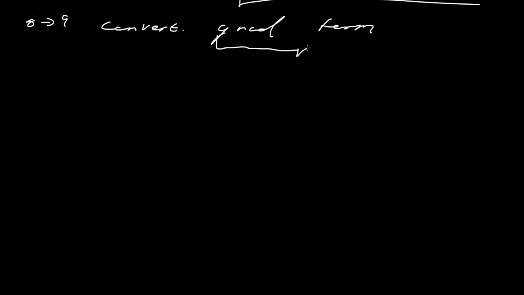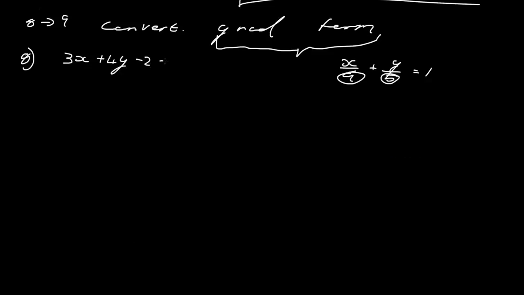Okay. Questions 8 to 9 say, convert the following to gradient form. And you'll remember, gradient form is x over a plus y over b is equal to 1, where a is the x-intercept and b is the y-intercept. So let's do number 8. Okay, number 8. I give you the equation 3x plus 4y minus 2 is equal to 0.